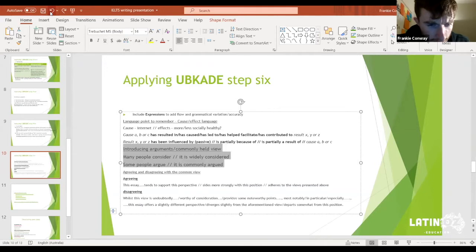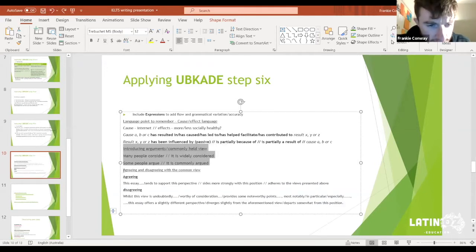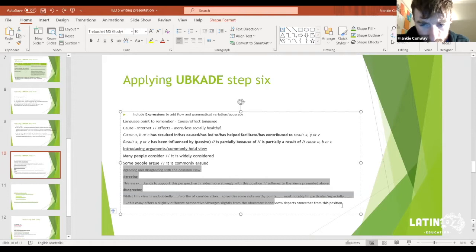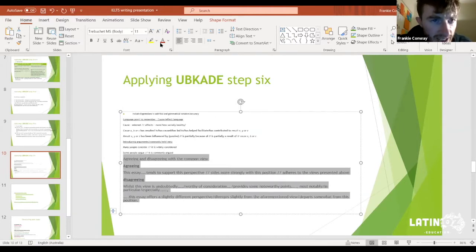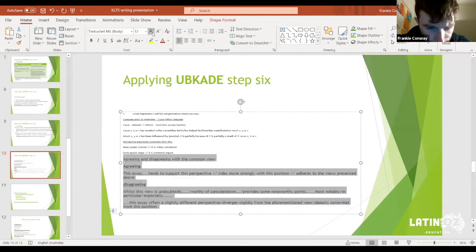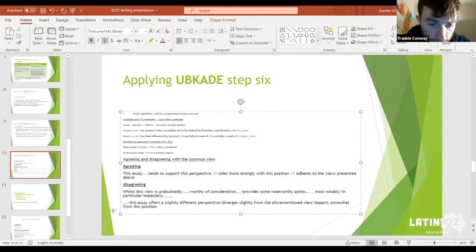Then what we look at here, guys, is agreeing and disagreeing with the common view. Because at a certain point in your essay, you need to give your opinion. So you would say here, guys, when you're agreeing, this essay tends to support this perspective, could be one way you do it, or this essay sides more strongly with this position, or this essay adheres to the views presented above. Just three possibilities for agreeing.